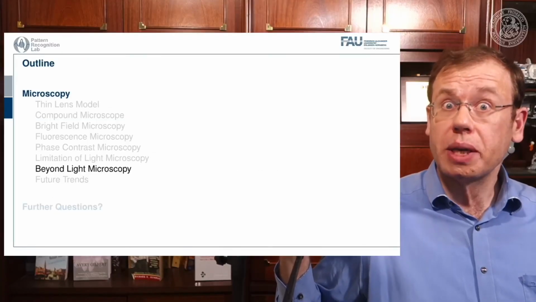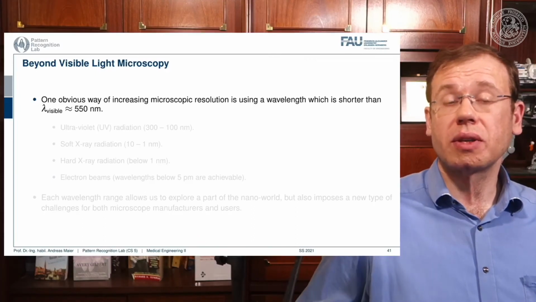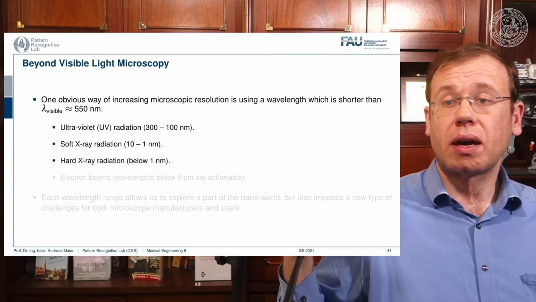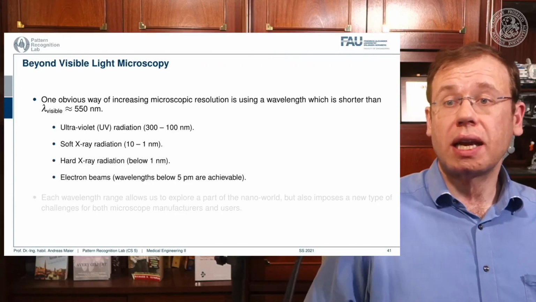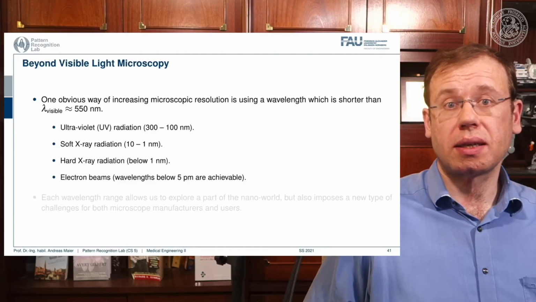So can we go beyond this? And well, yes, we can go beyond it. And one obvious way is decreasing the wavelength. So you can do ultraviolet, soft X-ray, hard X-ray, or even electron beams, where we can even get into the range of approximately 5 picometers that are achievable.